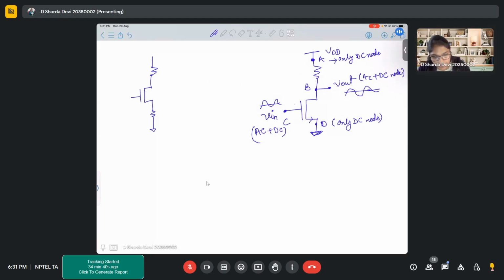Ma'am, I have a doubt. Yes, please go ahead. Why is A only a DC node? Why can't it be AC? That's a very good question. So the thing is, your A has VDD with it, right? After that node has VDD, it will always stay at VDD, so that cannot have any AC voltage. But when we apply a small incremental change at the gate, there will be a small incremental change in current as well. So current will be flowing from D to S, only D to S. So the incremental change is actually the AC.